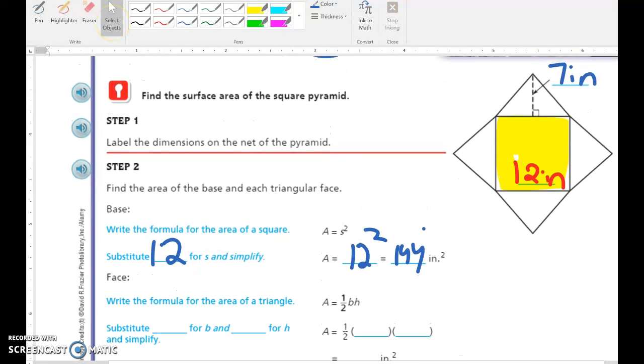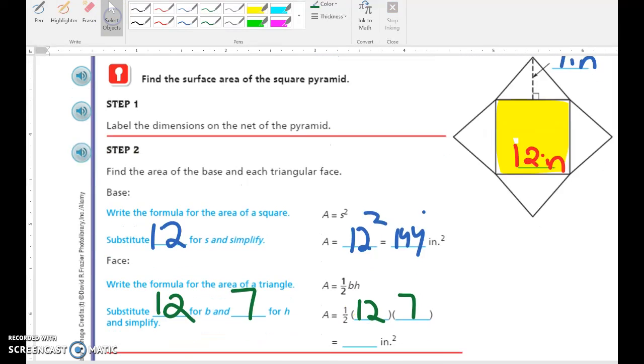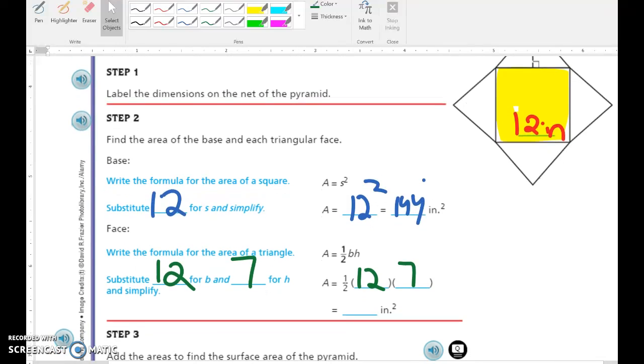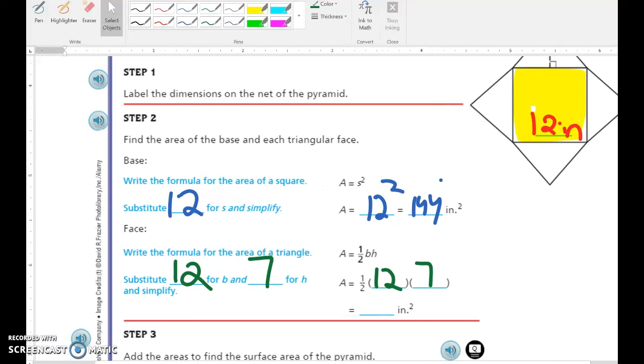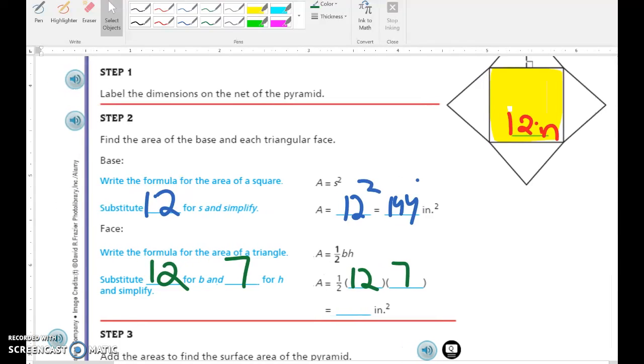And then area of a triangle. The base of this triangle is, I bet you wrote down the number 12. One of the nice things about this is that the side length of the base and the base of each triangle in the pyramid is the same. And the height is, you guessed it, 7. So area is half times 12 times 7. Half times 12 we should do first, so that's 6 times 7, which is 42 square inches.